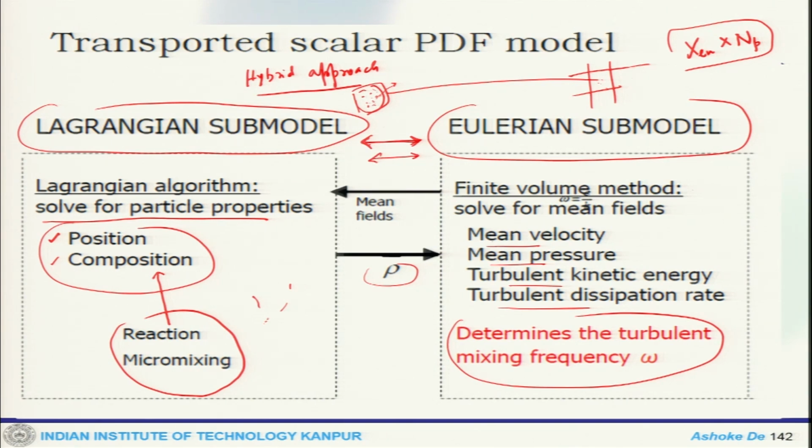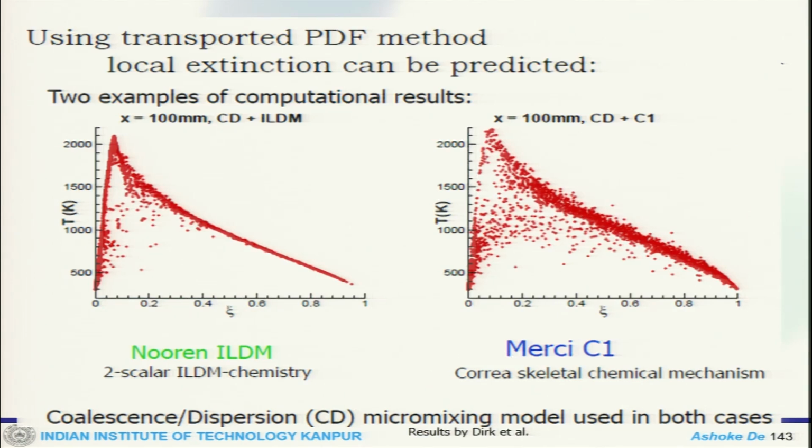But when you pay the price in this sense, it is quite accurate, because this captures the randomness of the motion. This is an example picked up from a transported PDF calculation where the local extinction was predicted. This is using natural gas.